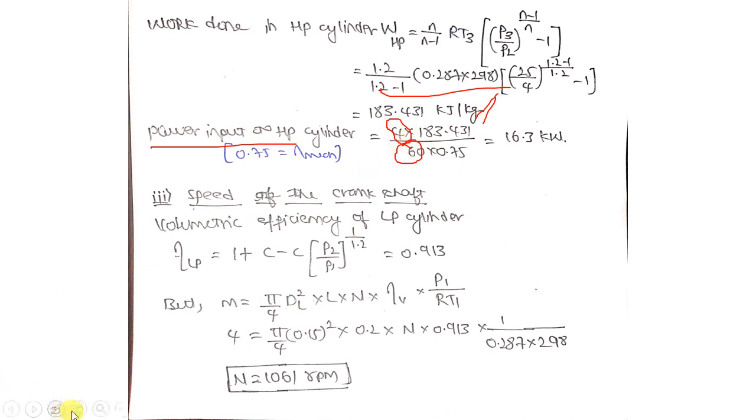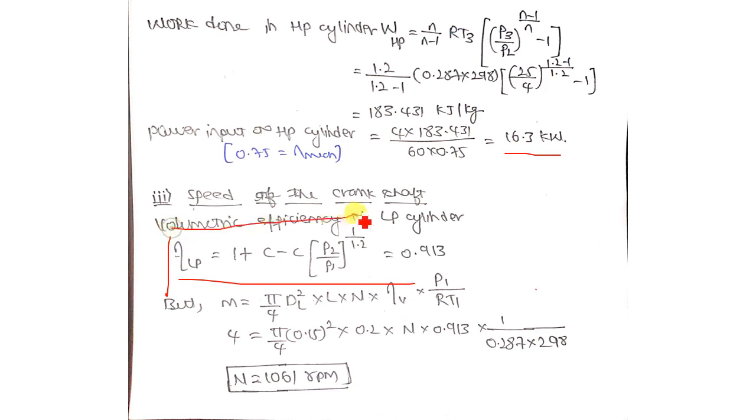Now we have to calculate the speed of the crankshaft. That is the third part of the problem. For that, initially calculate the volumetric efficiency. The volumetric efficiency is given by this particular expression, which states 1 plus C minus C times P2 by P1, the pressure ratio, to the power of 1 by n, which is 1.2. When you calculate the volumetric efficiency, it comes to 0.913.